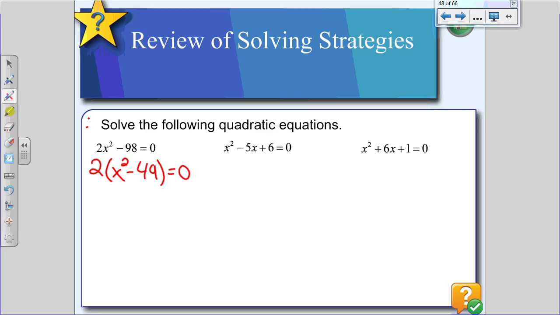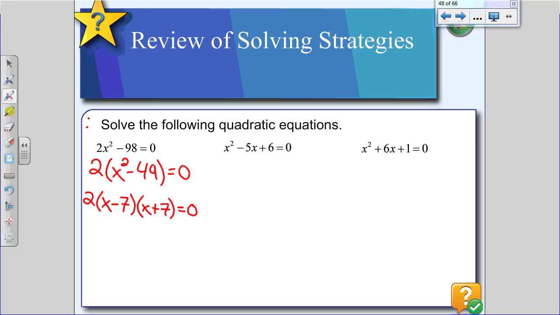So we factored out a 2. Now what do we have inside the brackets? A difference of squares, right? We have an x squared minus 49. So that thing should factor to be x minus 7, x plus 7, equals 0.